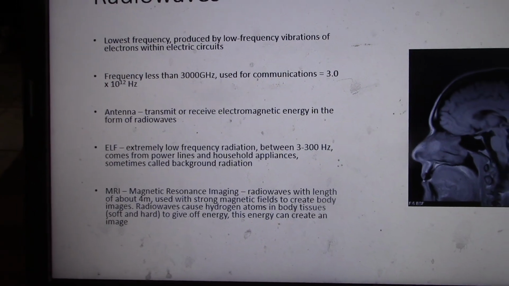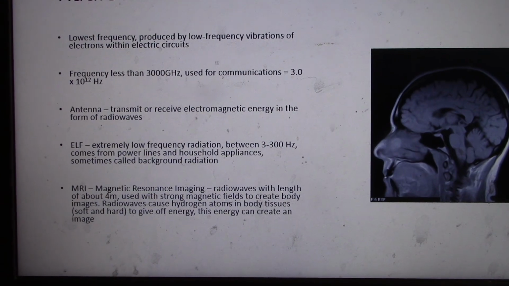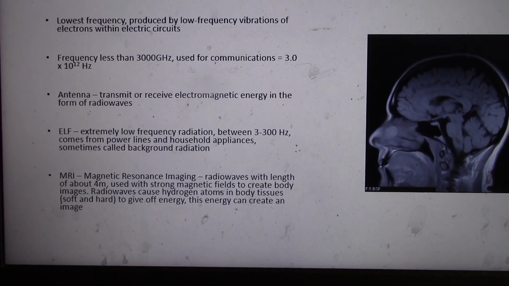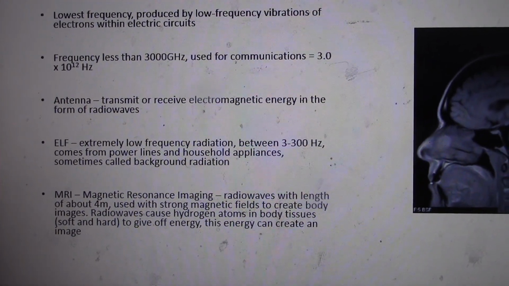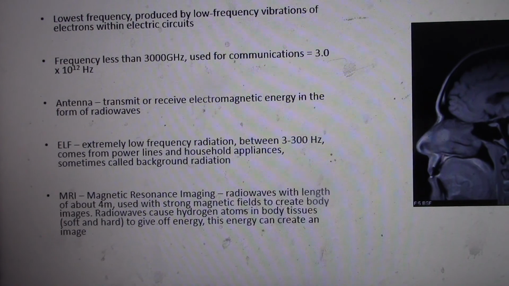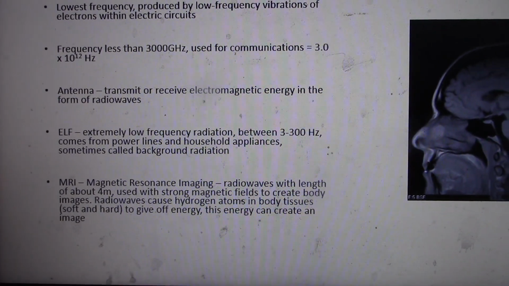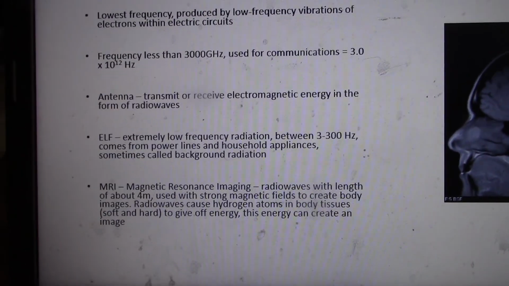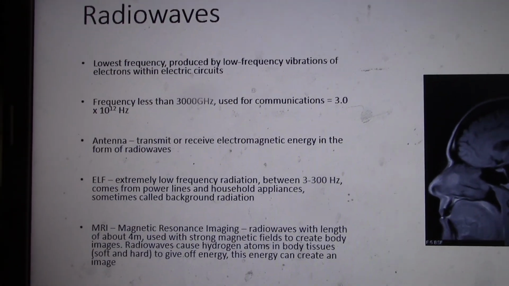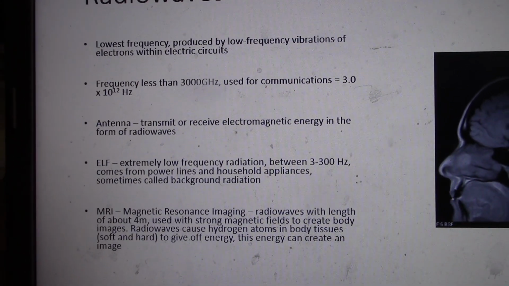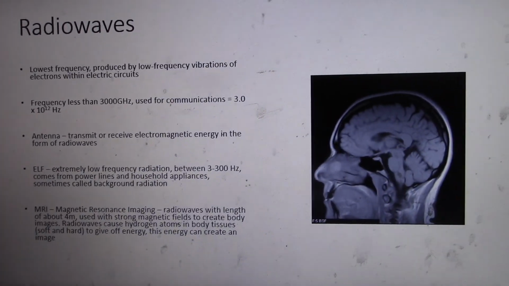A couple things: you could have antennae that transmit or receive electromagnetic energy in the form of radio waves. We are always receiving extremely low frequency radiation, 3 to 300 hertz. This comes from power lines and household appliances. We call this background radiation. Unless you're in a completely dead zone for electromagnetic radiation, like the middle of the woods, we always have background radiation that our body is interpreting.